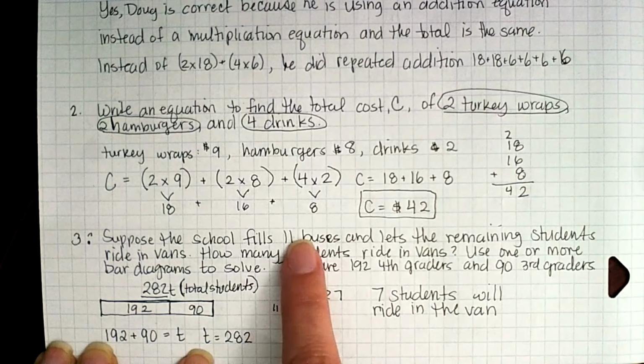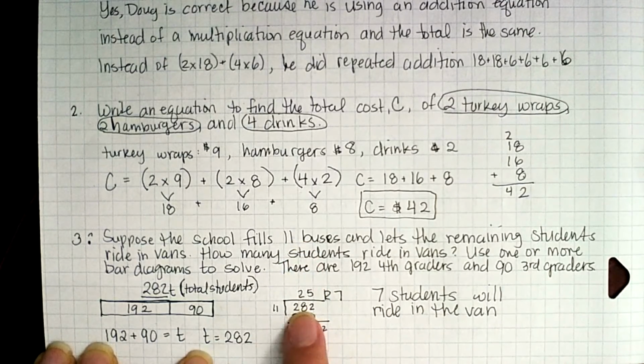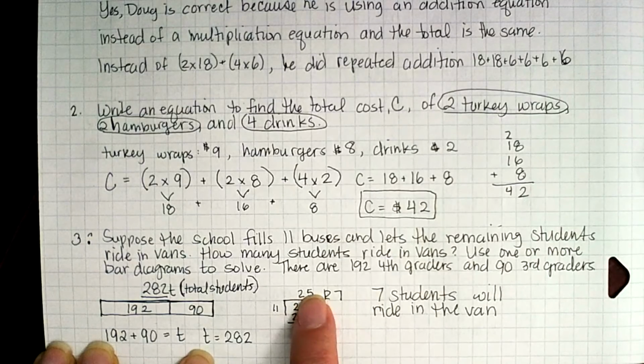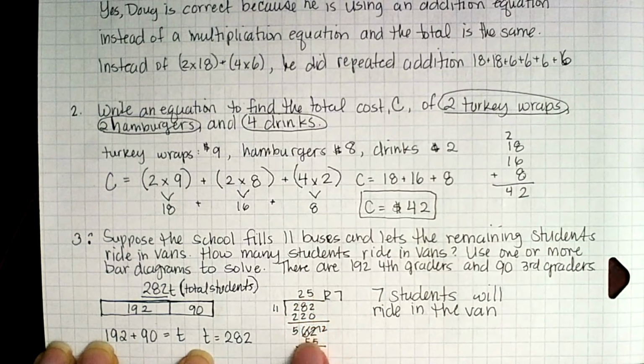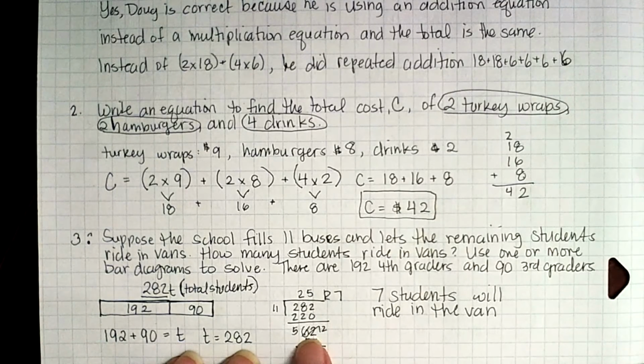And then we need to divide them into 11 buses. So 282 divided by 11. 11 goes into 282 20 times, so subtract off the 220, because 11 times 2 is 22. So 11 times 20 is 220. I subtract that off, and I'm left with 62. Now 11 goes into 62 5 times, because 11 times 5 is 55. So 62 minus 55, when I did that subtraction, it equaled 7.